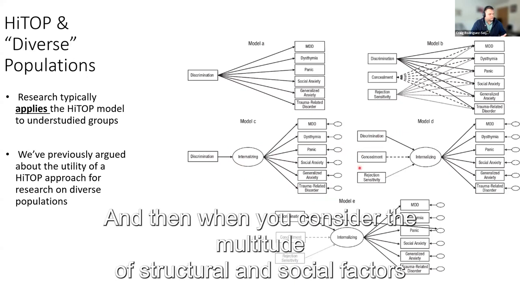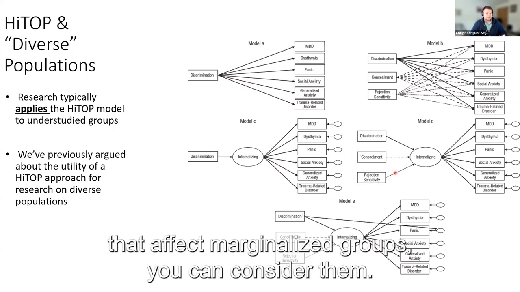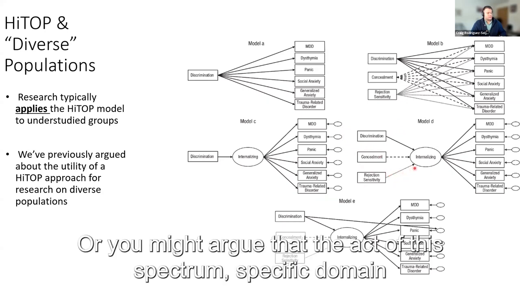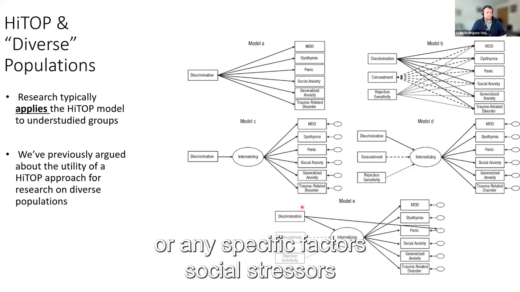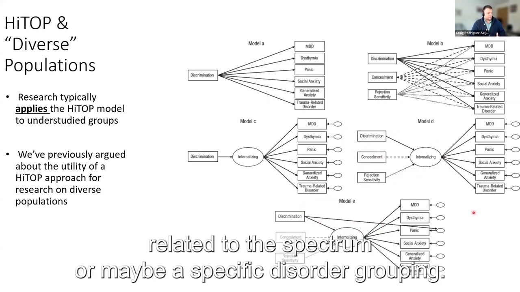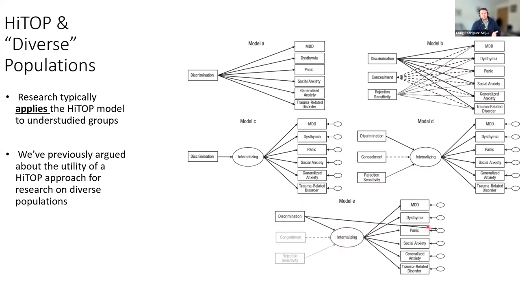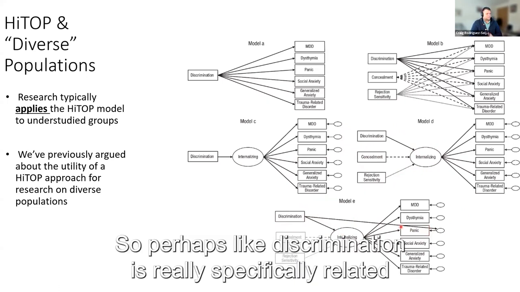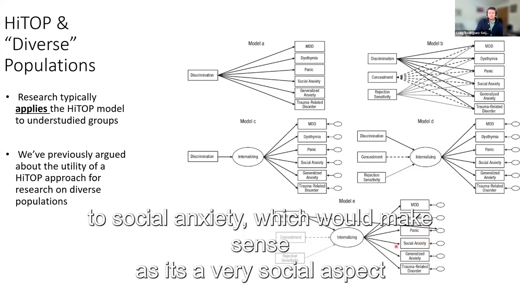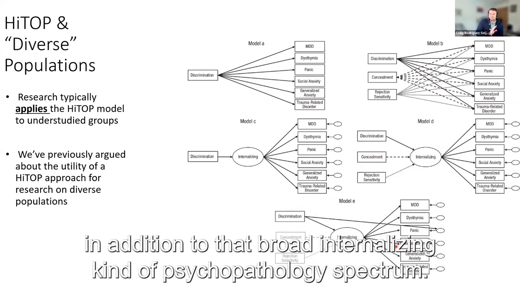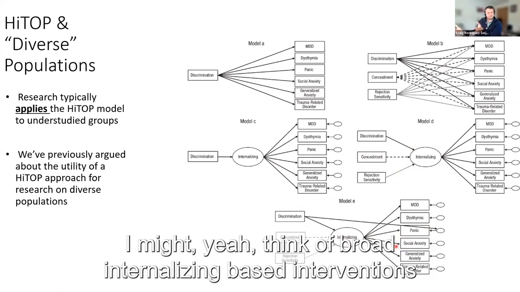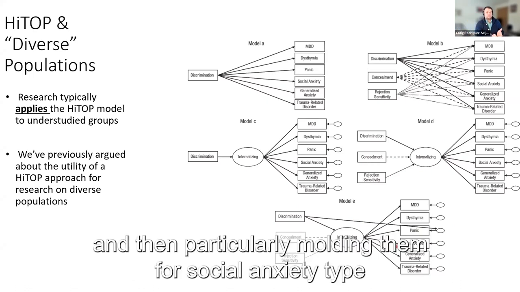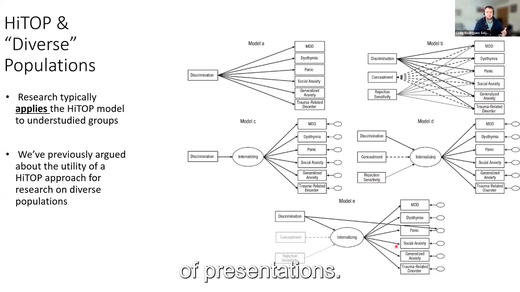And then when you consider the multitude of structural and social factors that affect marginalized groups, you might argue that they act at this spectrum-specific domain. Or you might even study them, from a research standpoint, as: are any specific factors or social stressors related to the spectra or maybe a specific disorder grouping? So perhaps discrimination is really specifically related to social anxiety, which would make sense. It's a very social aspect. In addition to that broad internalizing psychopathology spectrum, you can think for intervention, I might think of broad internalizing-based interventions, and then particularly molding them for social anxiety presentations.